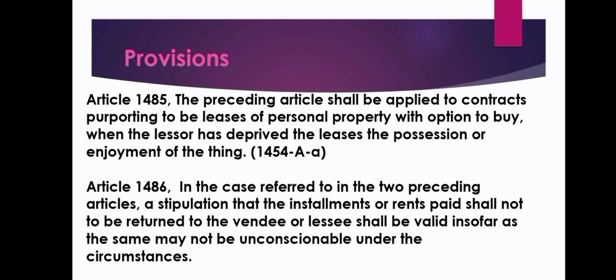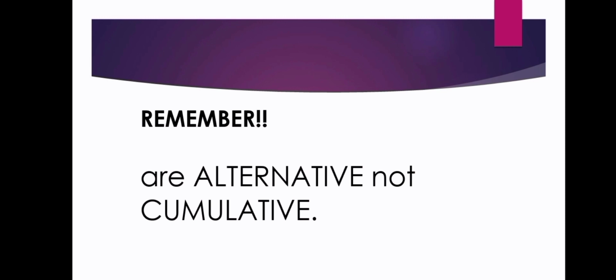Article 1485. The preceding article shall be applied to contracts purporting to be leases of personal property with option to buy, when the lessor has deprived the lessee of the possession or enjoyment of the thing. Article 1486. In the case referred to in the two preceding articles, a stipulation that the installments or rent paid shall not be returned to the vendee or lessee shall be valid insofar as the same may not be unconscionable under the circumstances. Always remember that all remedies are alternative, not cumulative.